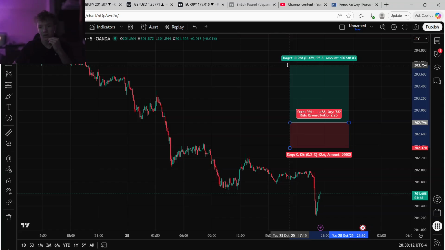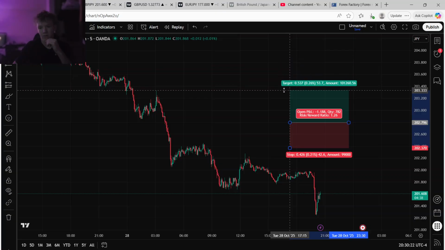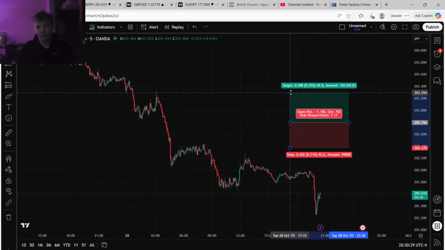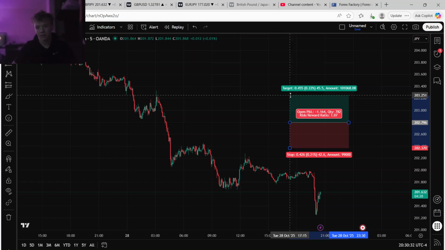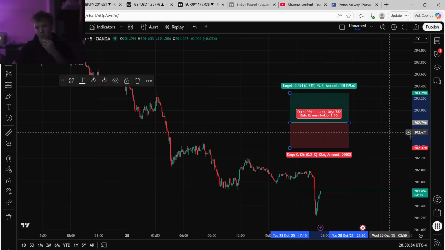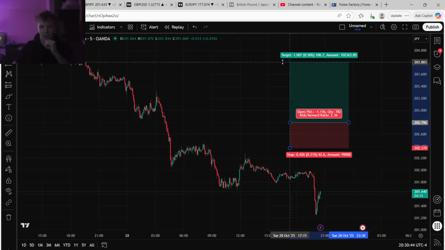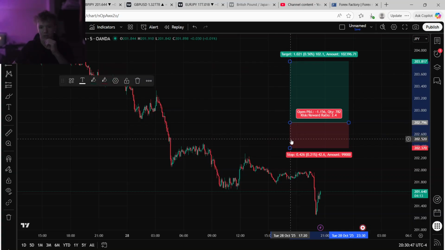So it would be like 3 times the distance, 150 pips. Something tells me I did that really wrong. Oh no, because that's 10 pips. Okay, I got it. Anyways, you get the point. Our take profit was like 3 times the size of our stop loss.